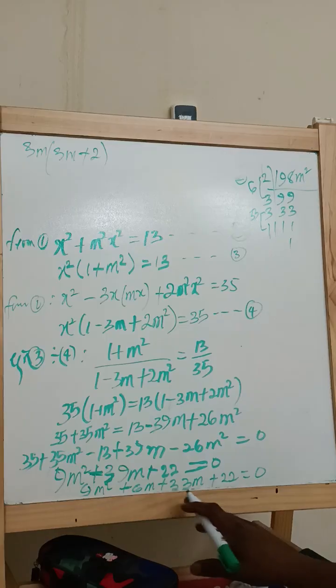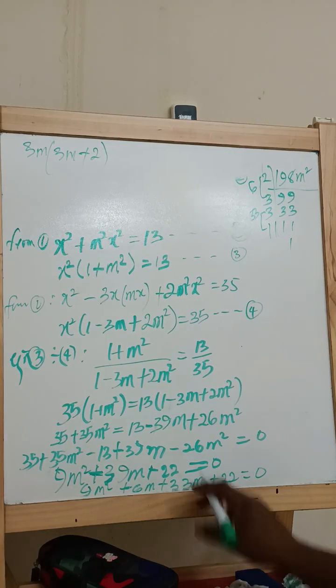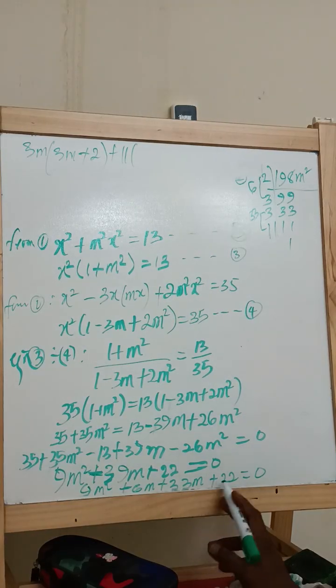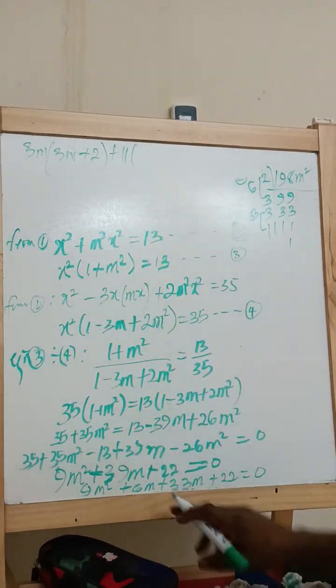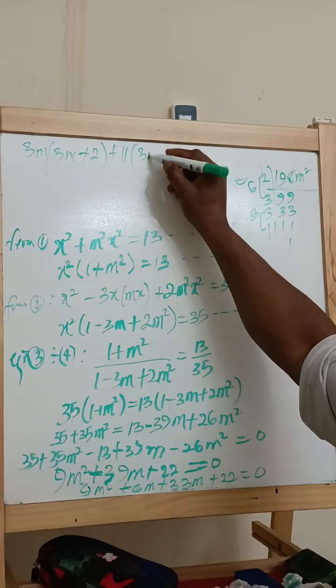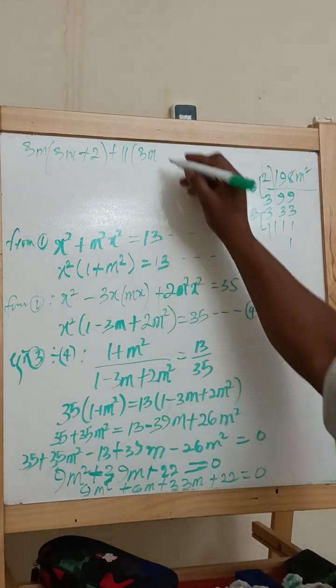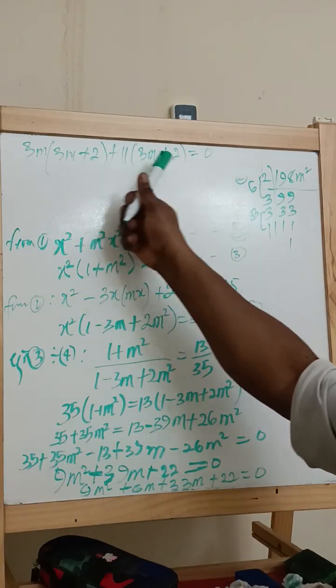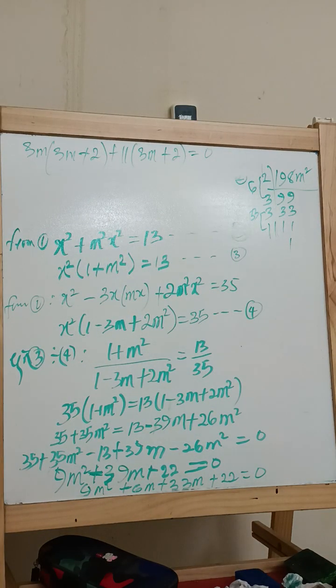Then this one also, 11 is common between these two. So that will be plus 11. So this is going to be 11 in 33, that will be 3m. Then plus 11 in 22, 2. So what matters is these two must be equal, if not, something is wrong.